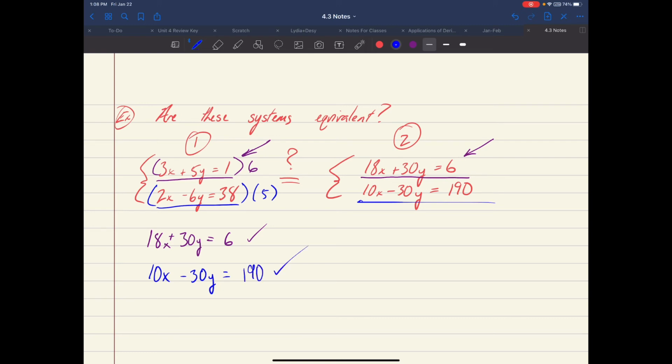So that's how you would check to see if systems are equivalent when it's asked like that. So just see if there's a number that you could multiply by each equation to make them match.